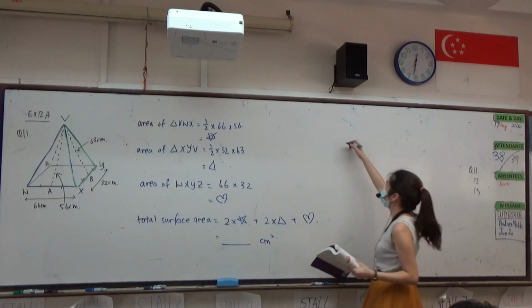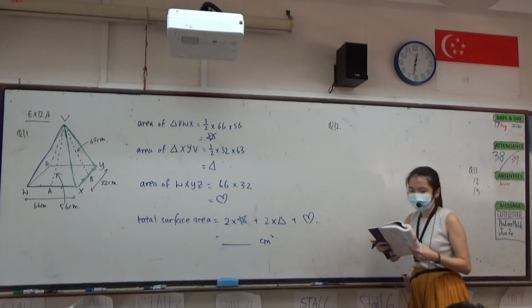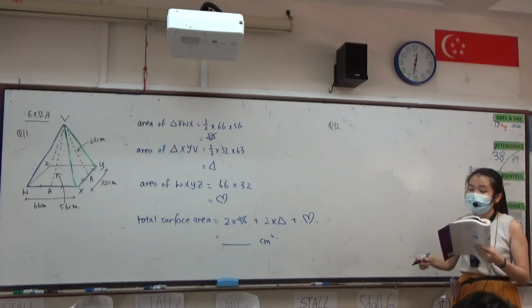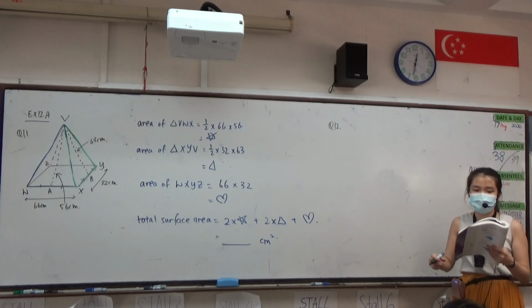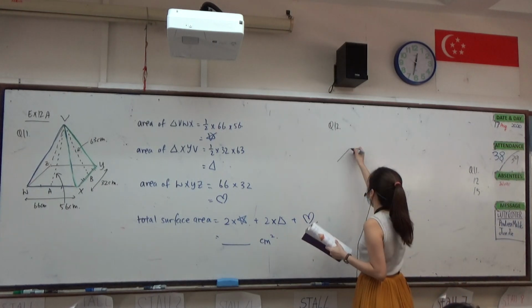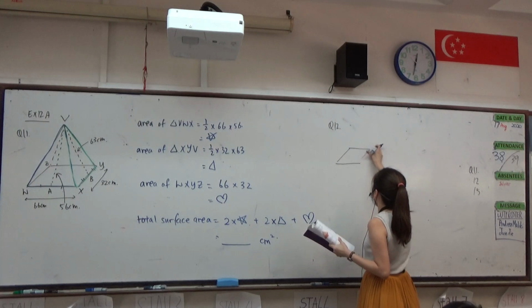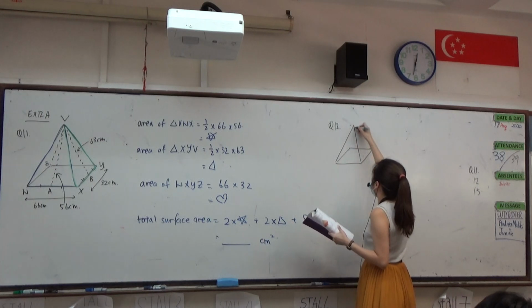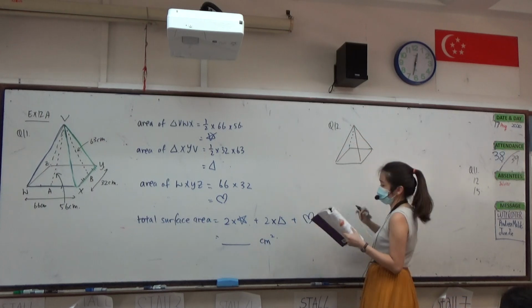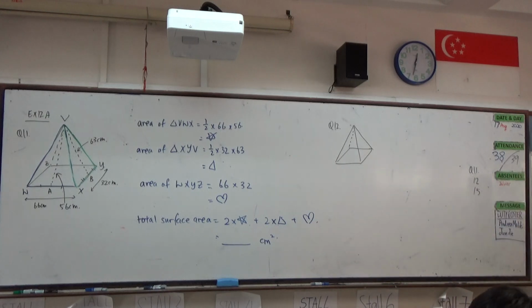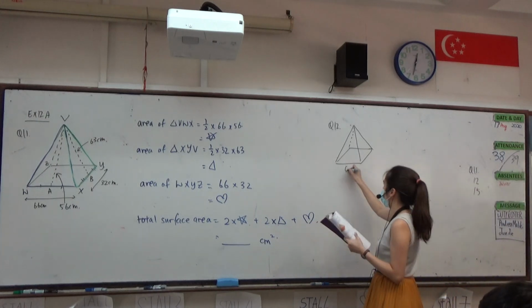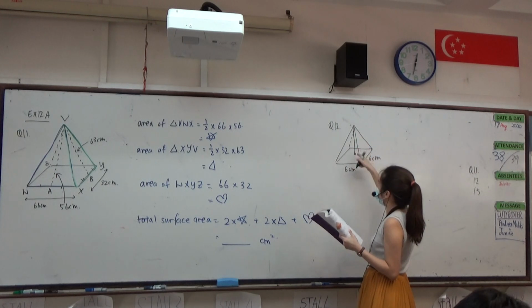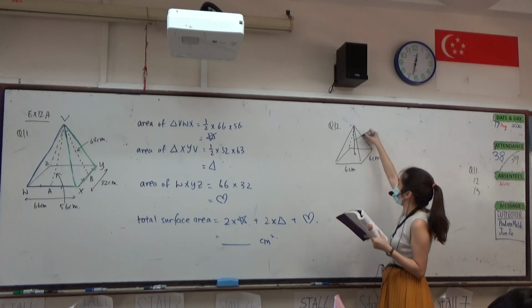Question 12. A glass paperweight is in the shape of a solid pyramid with a square base of length 6 cm and a height of 7 cm. So the question never gives a diagram. You can draw one yourself, although I must admit, drawing 3D diagrams is not a simple task. So square base, length 6 cm, so everywhere is 6 cm. Then the height of the pyramid, from the vertex all the way down, is 7 cm.